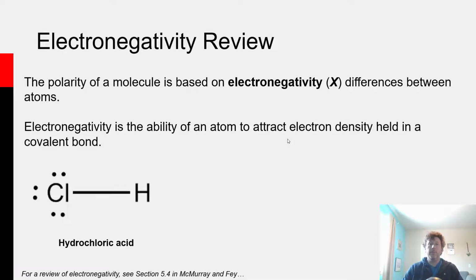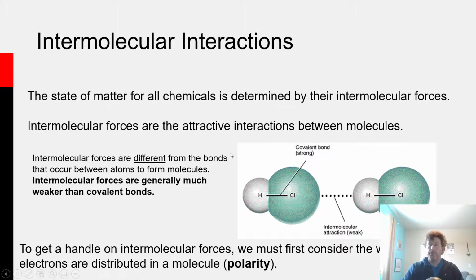Okay, so ultimately when we talk about the polarity of a molecule, we're going to be talking about electronegativity differences between atoms and what that means for the distribution of electrons inside the molecule. Because as it turns out, the attractive forces that hold molecules together are still based on where the electrons are, but it's based on where the electrons tend to be in a molecule, not in a single bond.